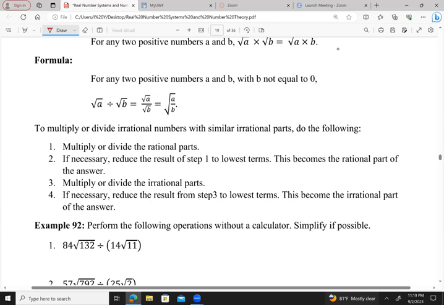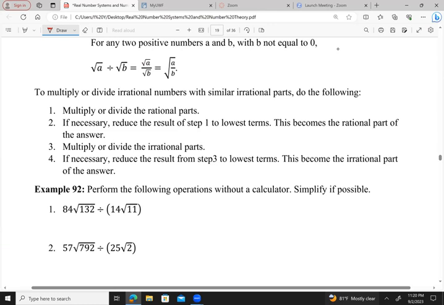So to multiply or divide rational numbers, or irrational numbers, with similar irrational parts, do the following. Multiply or divide the rational parts. If necessary, reduce the result of step 1 to lowest terms. This becomes the rational part of the answer. Multiply or divide the irrational parts. If necessary, reduce the results from step 3 to lowest terms. This becomes the irrational part.